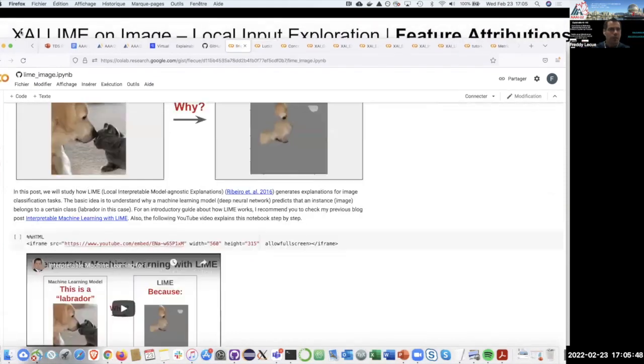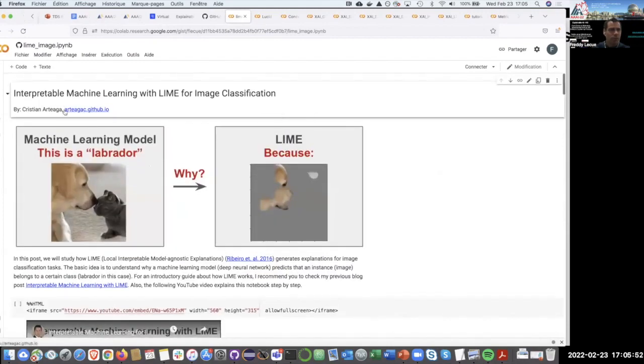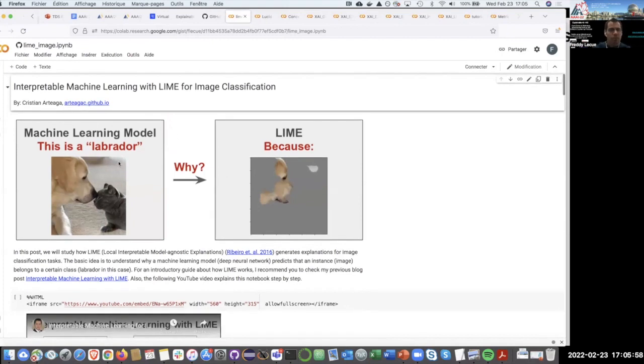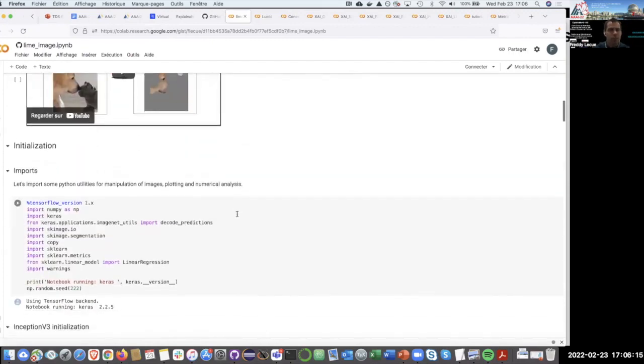So here I just copied some content from Christian Artiga. It's a pretty good Colab that they did. So here what you see on the left hand side is a picture of a dog and a cat, and LIME is just capturing patches of what's making the explanation to be captured as a Labrador. There are a few videos explaining.